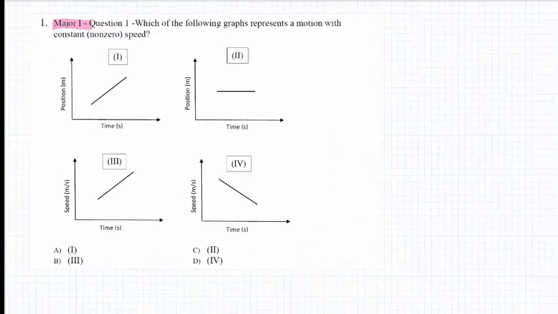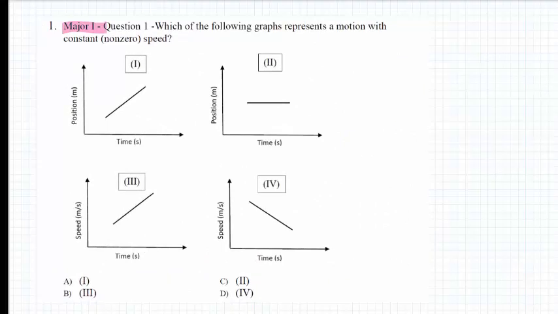Second question, and this one was in the measure 1. He mentions here, which of the following graphs represents a motion with constant non-zero speed? Constant non-zero speed. If you look here, the first graph is a position versus time. The second one is also a position versus time. Third one is a speed versus time. Fourth one is speed versus time.